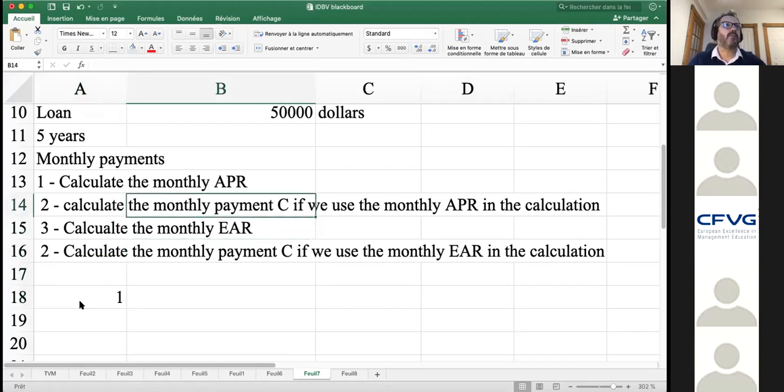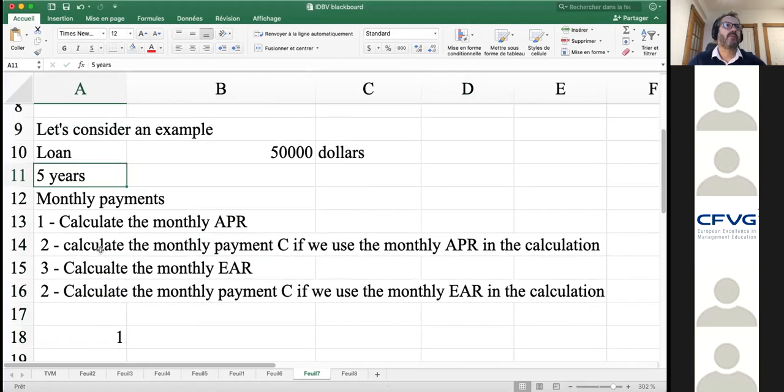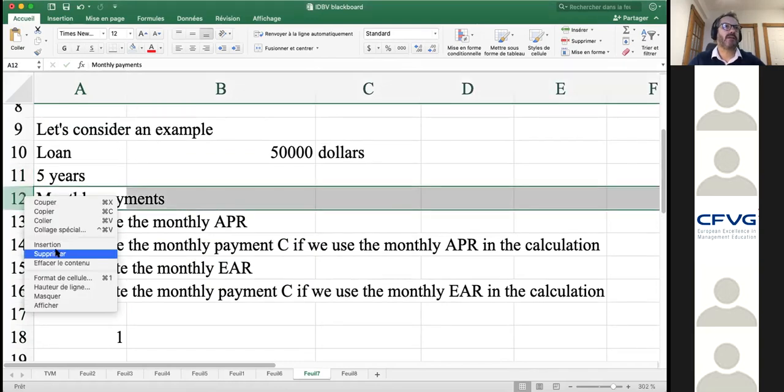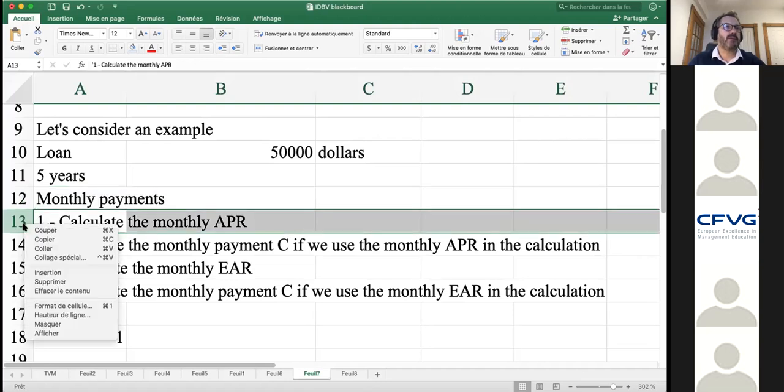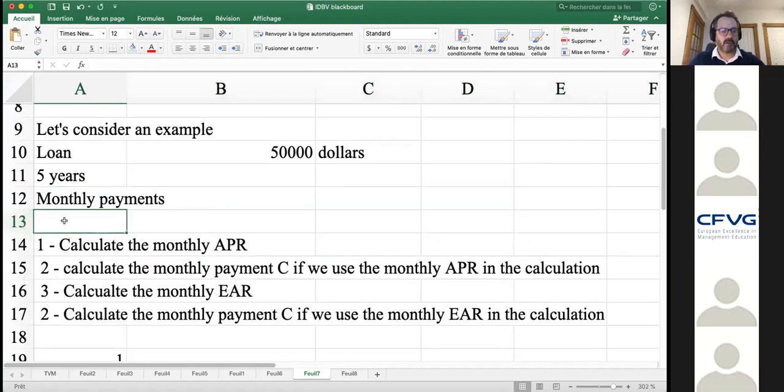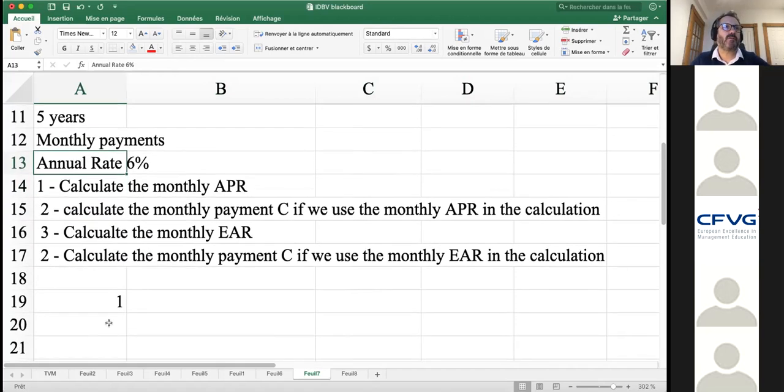Sorry, I didn't say the rate. So we have 5 years, $50,000 monthly payment, and we say we have a rate of 6%. Okay, annual rate of 6%. Okay, I think we have all the information. So I do it at the same moment with you, so you can check.